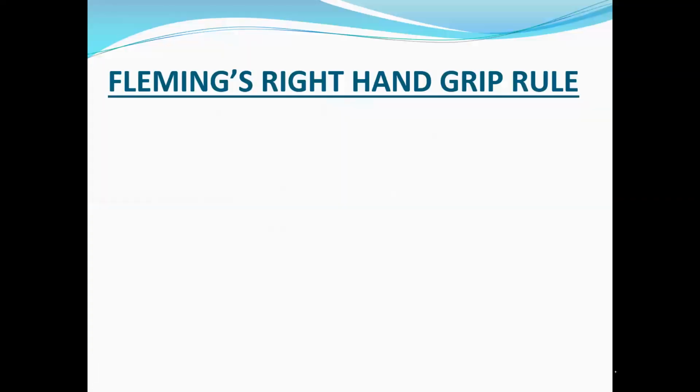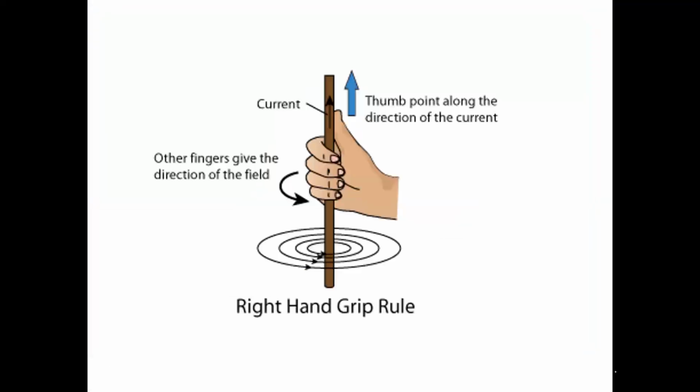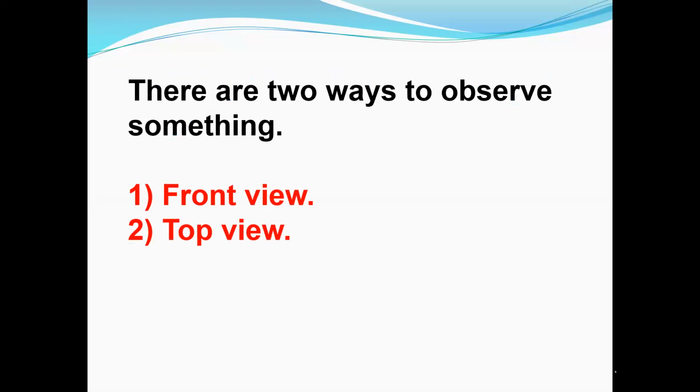So, Hamad, can you repeat what is Fleming's right hand grip rule? Hold the wire in your right hand such that your thumb is in the direction of current, and then the rest four folded fingers should be in the direction of magnetic field, right? Very good. So it means the folded fingers can tell you the direction.